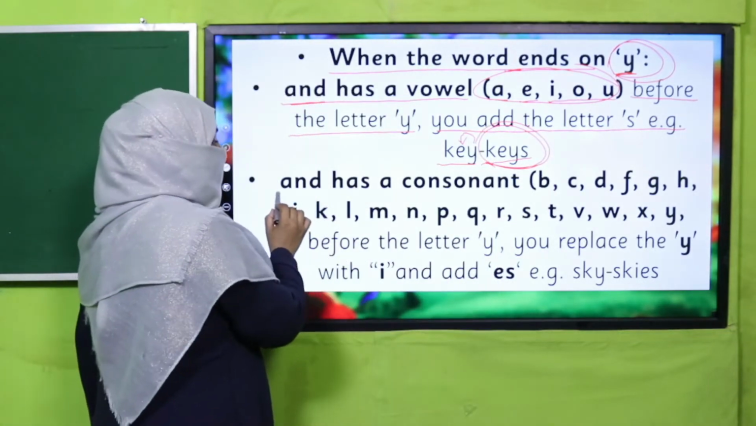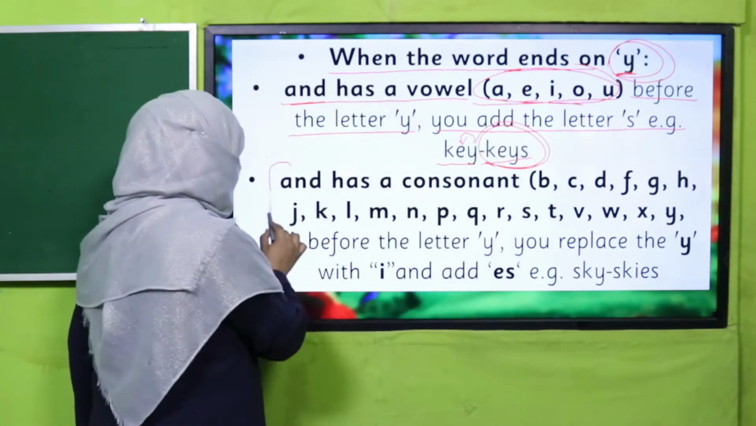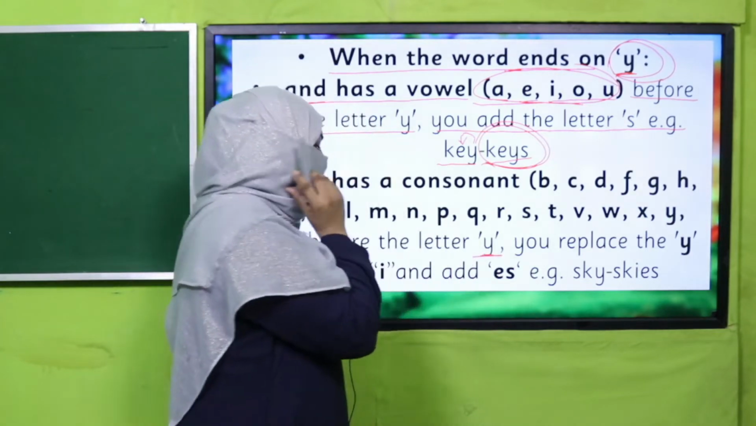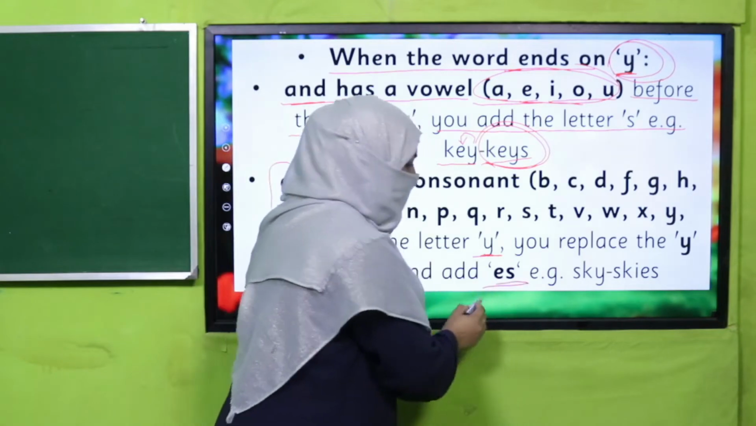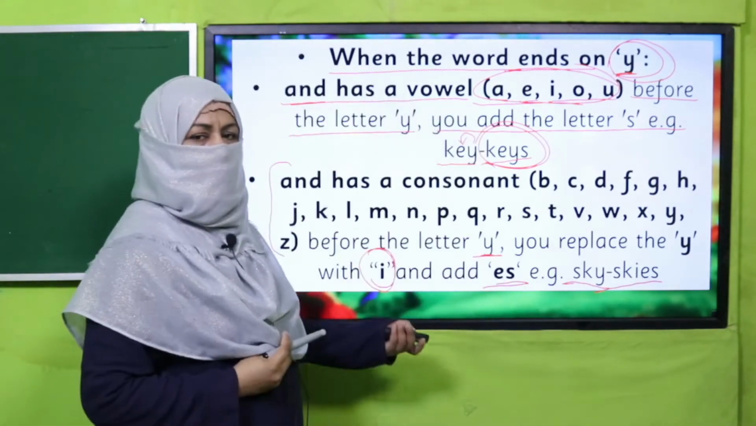But if there is a consonant instead of a vowel before y, then what do we do? We remove this y and replace it with i and add es. For example, sky, skies. How do we practice it?